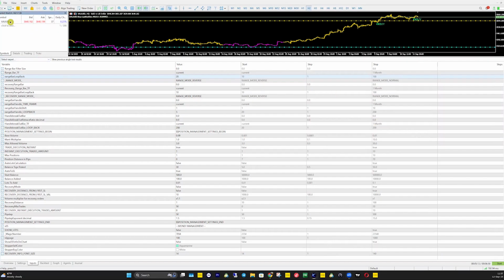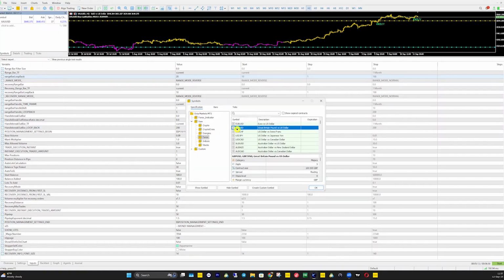We have already done the gold. We have already back tested the gold. I think now we can back test GBPUSD or Euro USD. Let us back test GBPUSD.